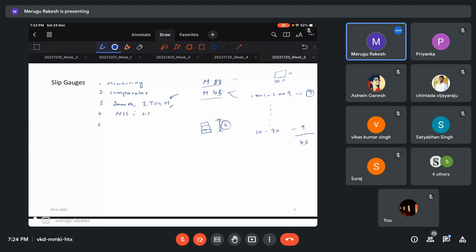Okay. Let us do one small numerical, then we proceed with the next concept. So these are the things you have to keep in mind. Just suppose I want a 10.39 mm height, what would be the combination of slip gauges? I will give one more. For getting these values, there are so many combinations I can use right now. So what would be the best combination?